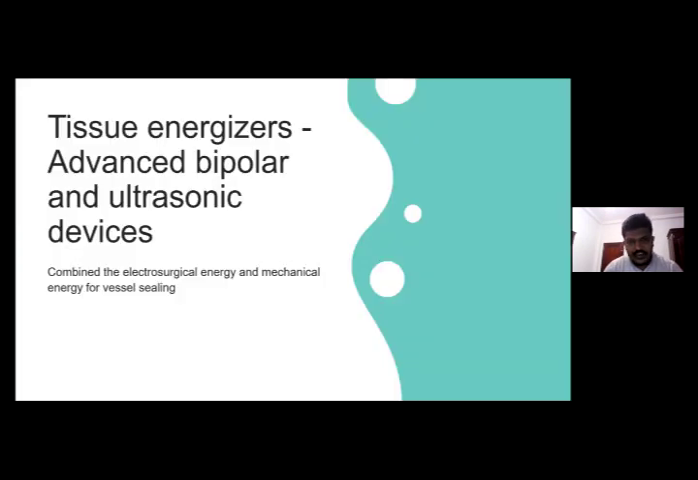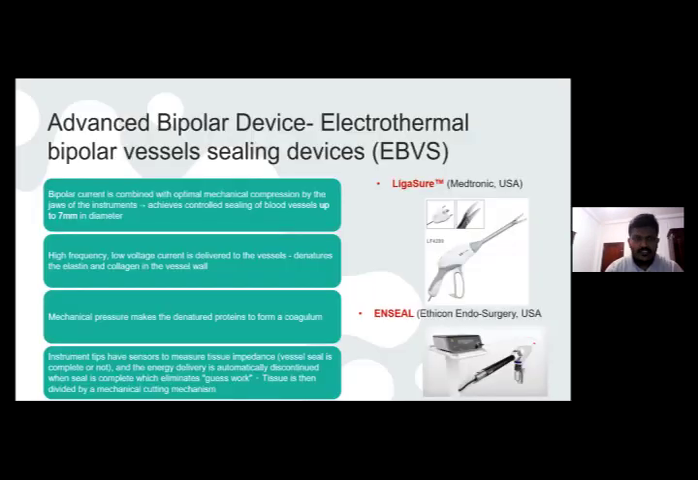Moving into other advanced energy devices, the tissue energizers or the advanced bipolar and ultrasonic devices, they use combined electrosurgical energy and mechanical energy, in combination with vessel sealing. First, we'll move on to these advanced bipolar devices. In our practice, we commonly encounter two manufacturers' devices. One is the LigaSure and another one is the ENSEAL. So here we use bipolar current combined with the optimal mechanical compression by the jaws of the instrument. With those instruments, usually vessels up to 7 millimeter diameter can be controlled with the sealing.